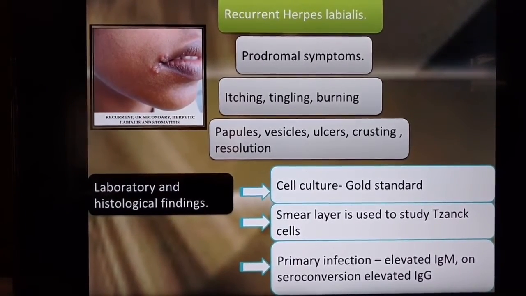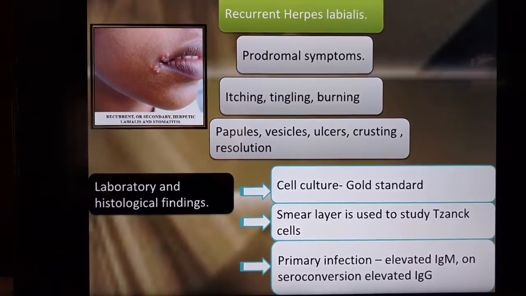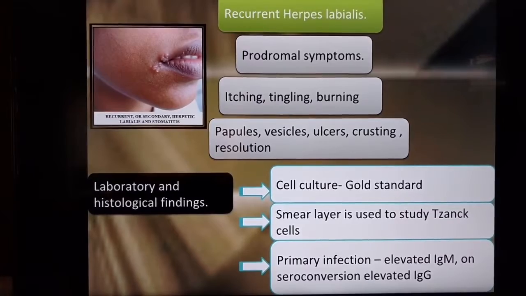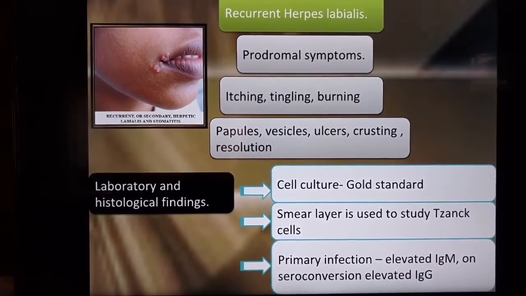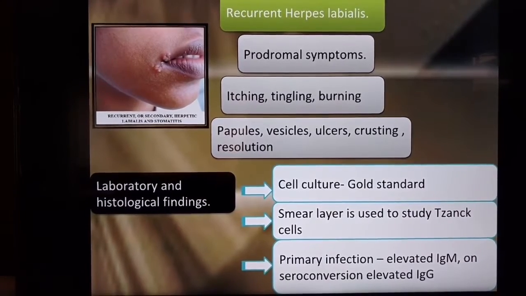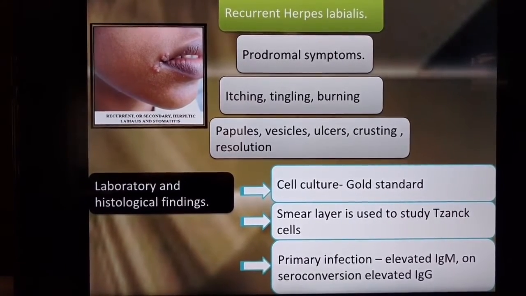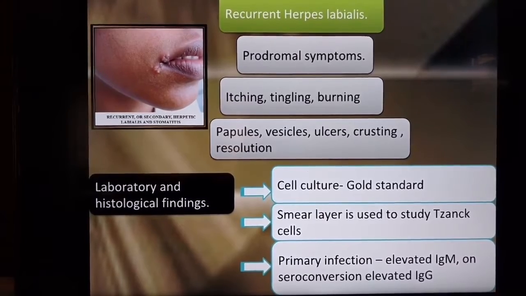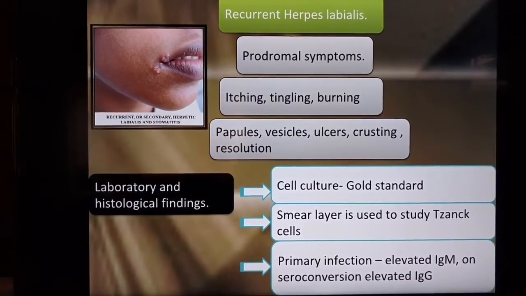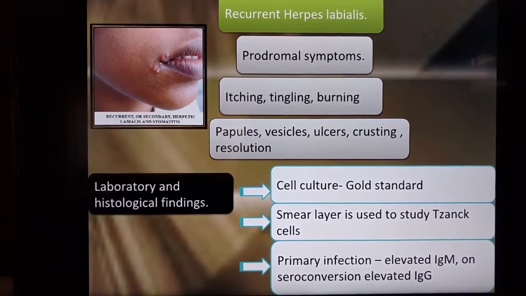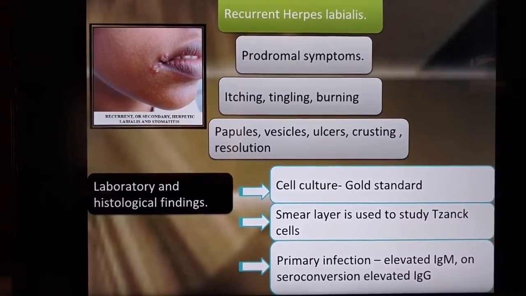Also you will find that there could be elevated IgM levels, and that could be associated with seroconversion to elevated IgG. You can find the lesion on the surface of the lip, and you can see the multiple lesions occurring on the palate, which are associated with herpes simplex infection. And you can see the viral particles on the right side, how they are stained in Tzanck cells.